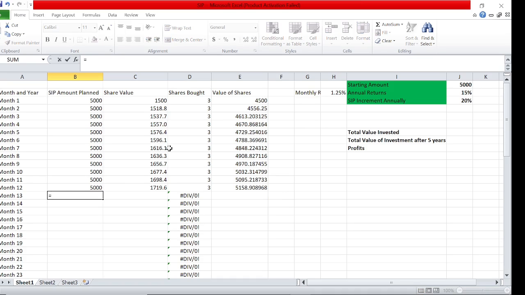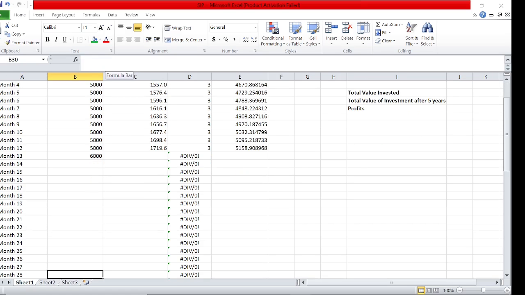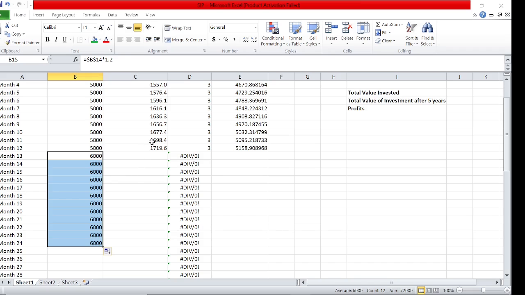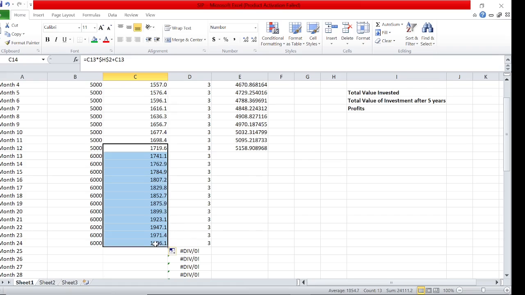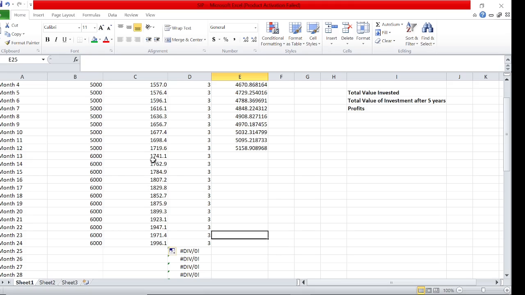So it's basically this number 5,000. I'm just going to freeze it and multiply this by 1.2, so it's a 20% increase. For the second year, starting from month 13, your SIP planned amount can be 6,000, and I will track that for the full year, basically till month number 24, which is the end of the second year. Now I can just drag this formula again. As we know, the share price is increasing at 1.25% every month, roughly. And we have the share value, and I can just drag this formula as well again.